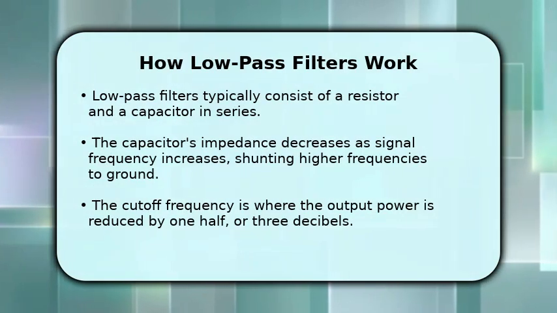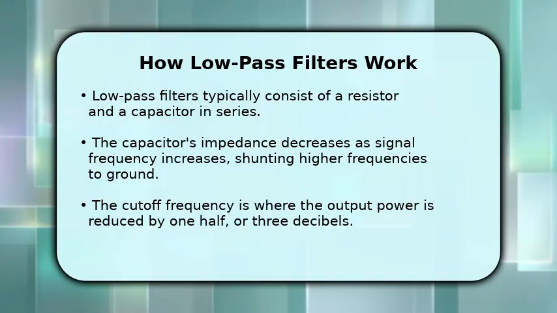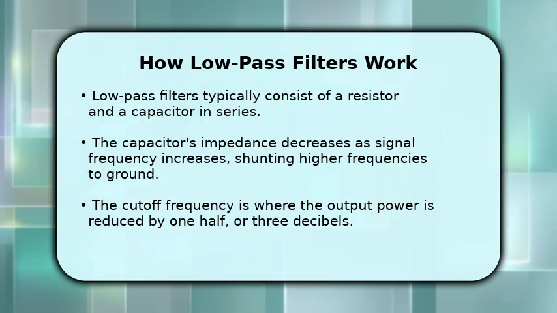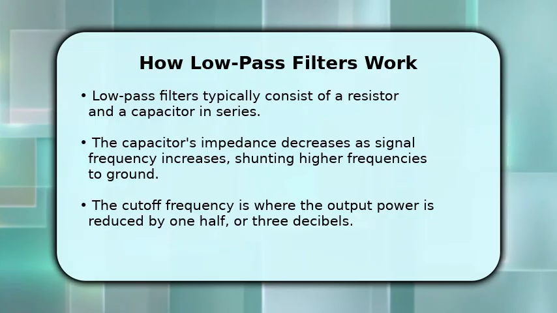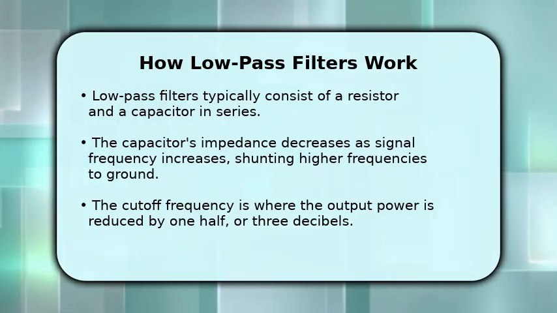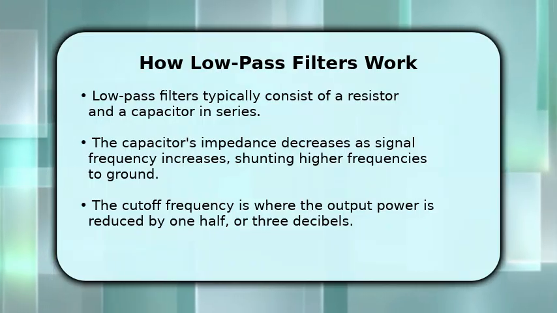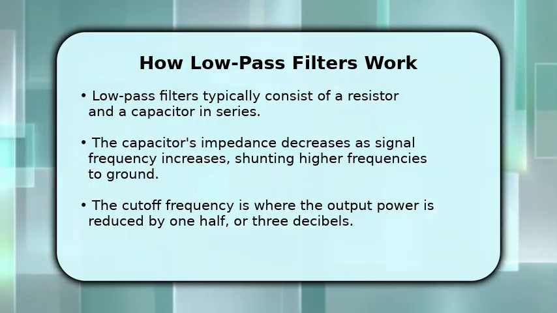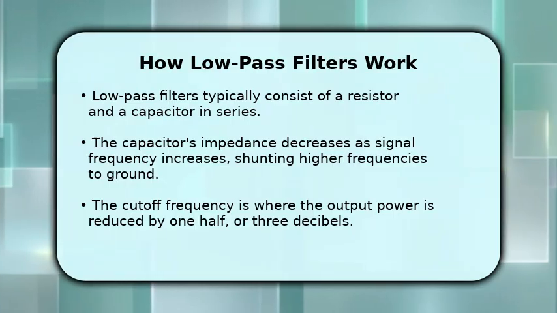Understanding how a low-pass filter works involves its core components, a resistor and a capacitor. These two elements work together to create a frequency-dependent impedance. As the frequency of the input signal increases, the capacitor's impedance decreases, effectively shunting higher frequencies to ground.